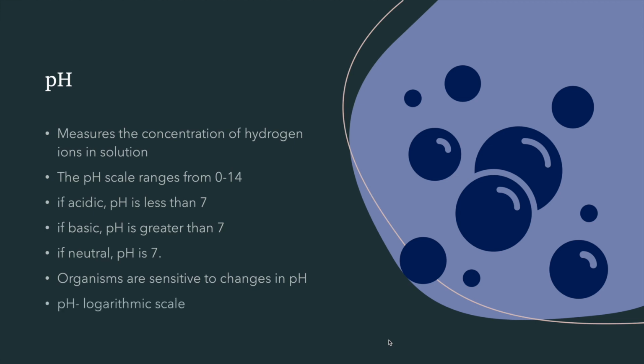pH is on a logarithmic scale. Each singular increase in a unit of pH is a 10-fold increase of hydrogen ion concentration. For instance, something with a pH of 2 has 100 times greater hydrogen ion concentration than something with a pH of 4.